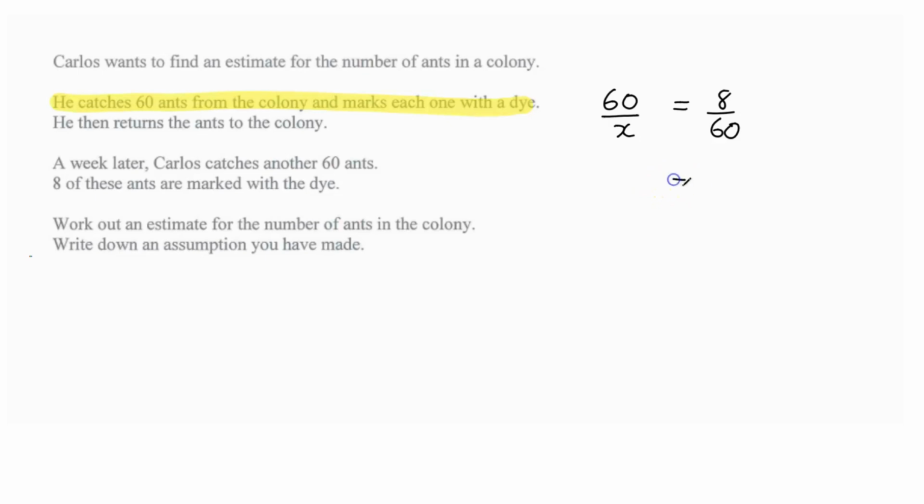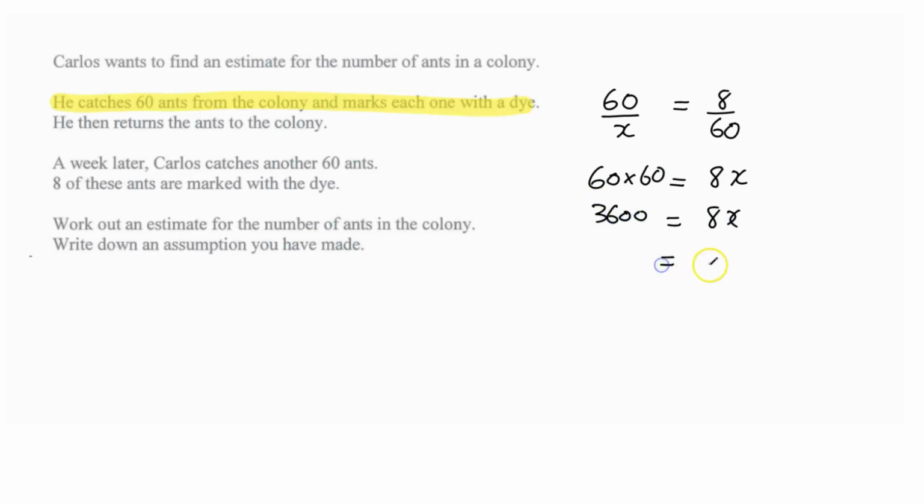Therefore, we can solve for x now. So we multiply both sides by x. Therefore, on the right hand side I have 8x. And we can multiply both sides by 60. Therefore, on the left hand side I would have 60 multiplied by 60. So 8x equals 3,600.